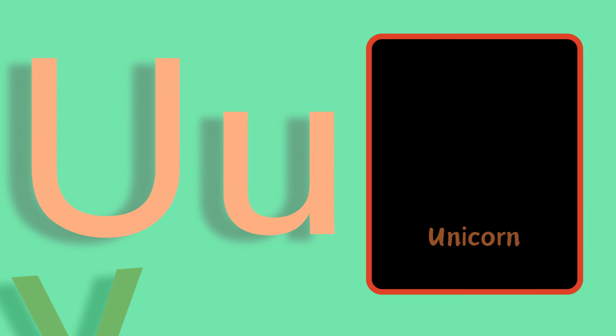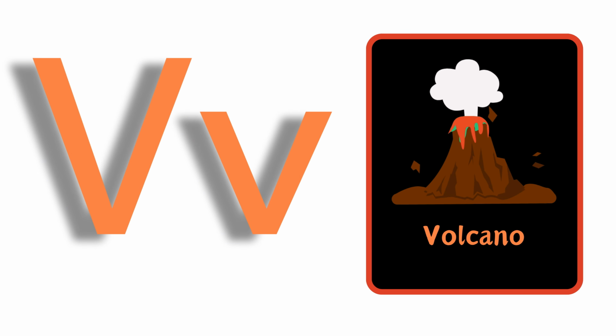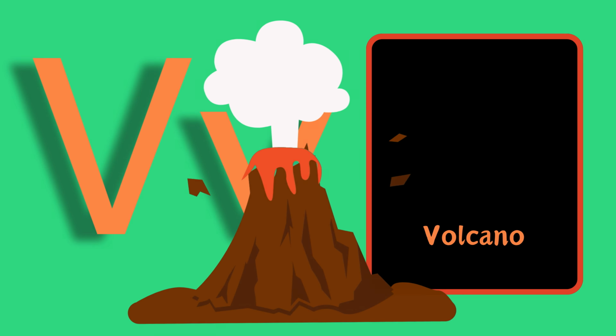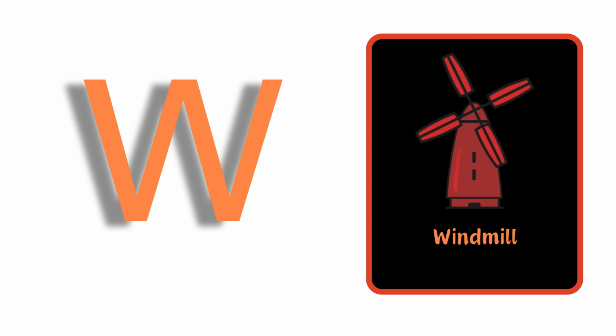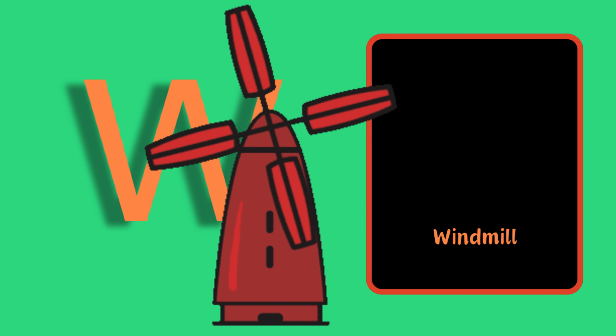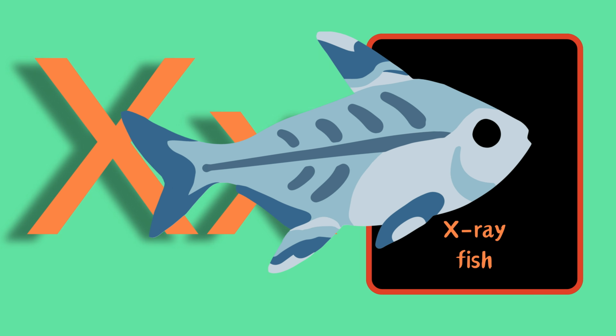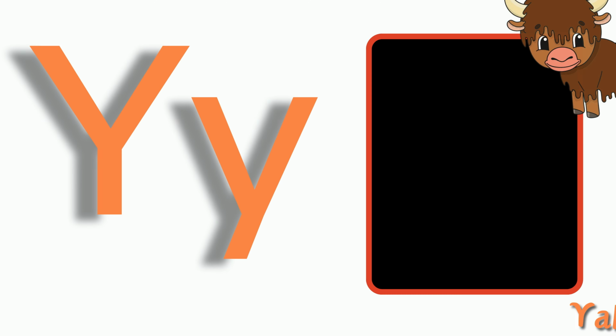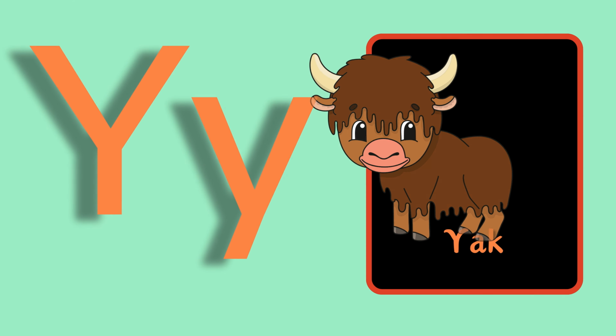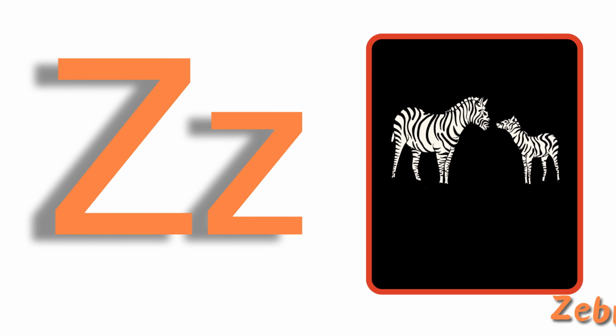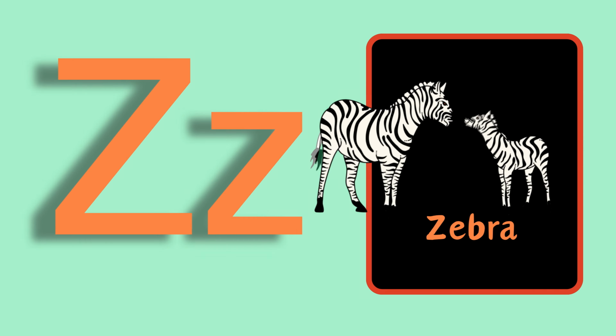Unicorn. V. V for volcano. Volcano. W. W for windmill. Windmill. X. X for x-ray fish. X-ray fish. Y. Y for yak. Yak. Z. Z for zebra. Zebra.